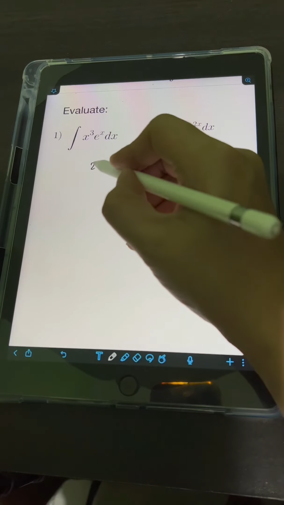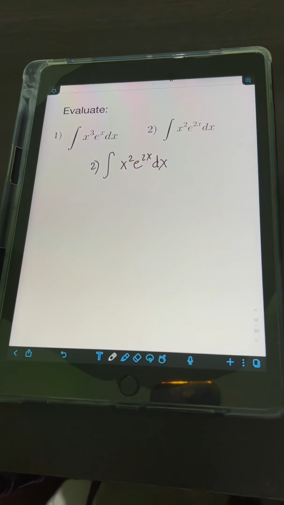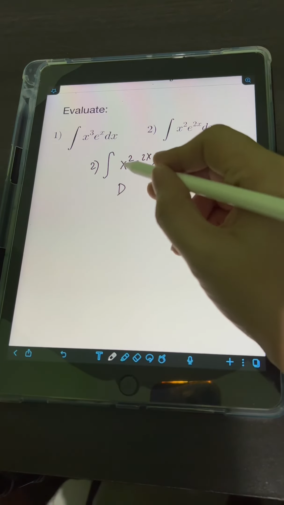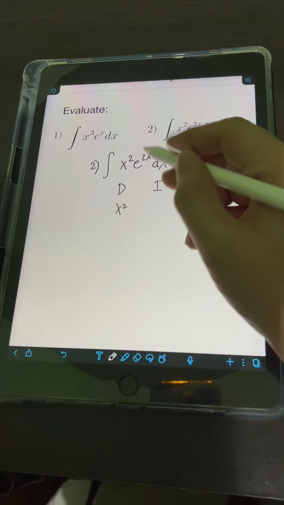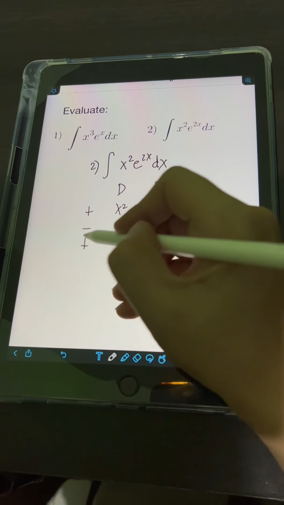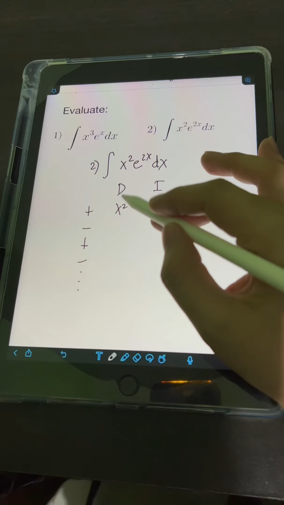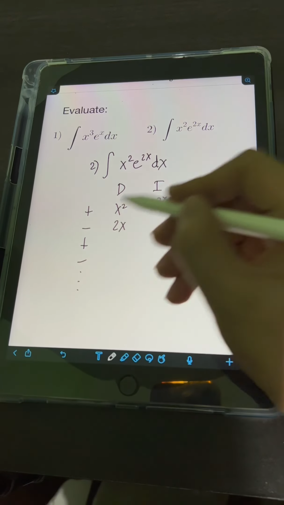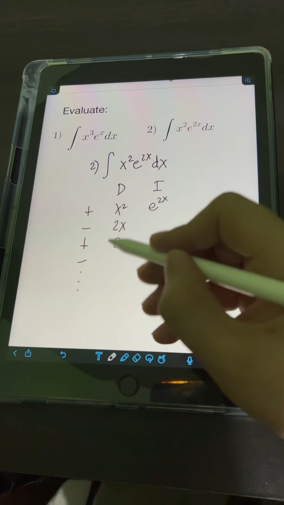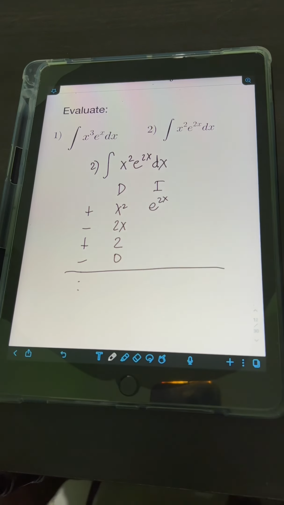For number 2, we have the integral of x squared e raised to 2x dx. Again, let's use the DI method. Under the derivative, we put x squared, and under the integral, we put e raised to 2x. Just put alternating signs on the side, plus, minus, and so on. The derivative of x squared is equal to 2x. The derivative of 2x is equal to 2. Then the derivative of 2 is 0. So we stop here because we already reached the derivative of 0.